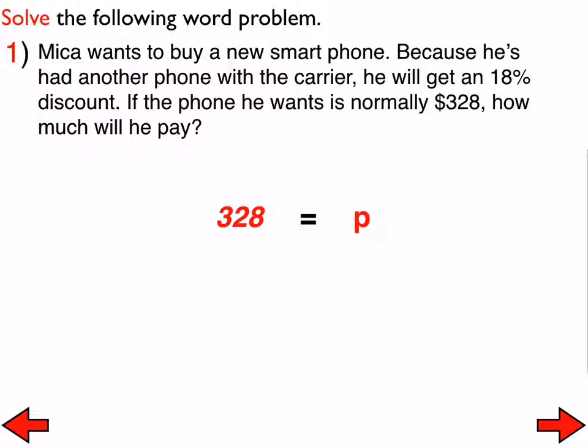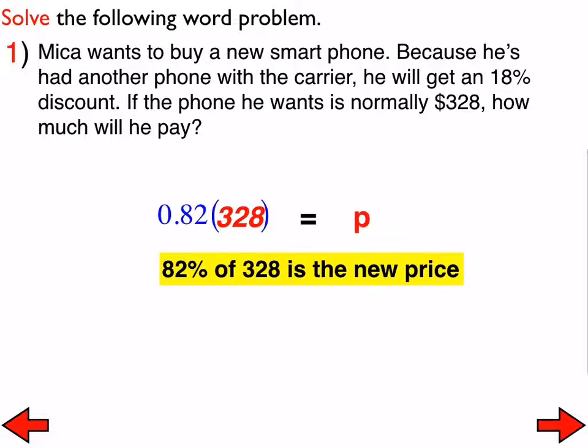If we get an 18% discount, that's taking away 18% from the 100%, so that leaves 82%. To find the new price, it's simply 0.82 times 328. Another way of looking at it is we're trying to find 82% of 328 to find the new price. But regardless, it's $268.96. That's how much he's going to pay, which is an 18% discount from $328.